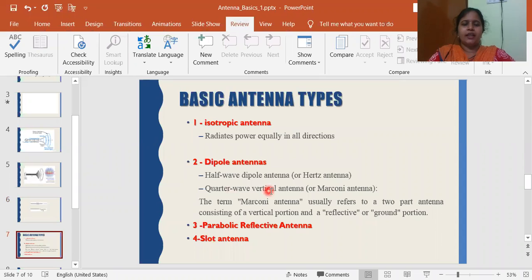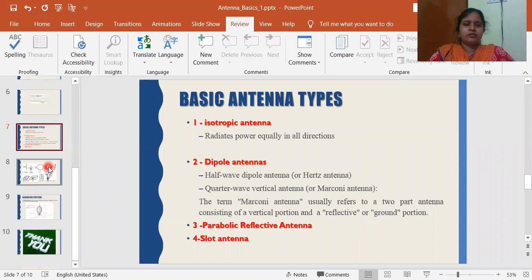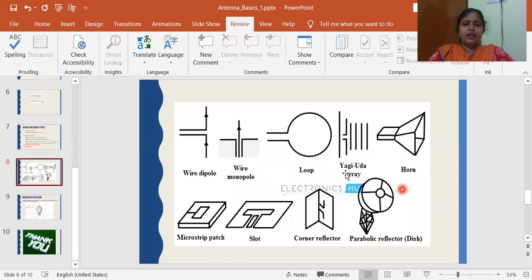There are basically four types of antennas: isotropic, dipole, parabolic, and slot antennas. Depending on our application, we have to choose the correct antenna for our application. So these are different antennas for different applications.